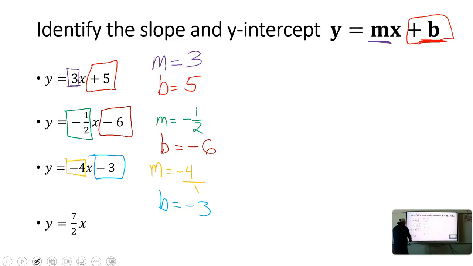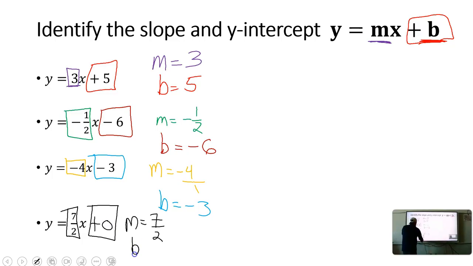And then the last one, you will notice there's a 7/2 in front of the x, so my slope is a rise of 7, a run of 2. But what's behind it? There's nothing written behind it. If there's not a number there, that means it's a plus 0. So my y-intercept, my b, would be 0. So that's simply how we can find the slope and the y-intercept in slope-intercept form. That's one of the reasons why this is the most common form you'll see: it's very simple to interpret and figure out the slope and the y-intercept.